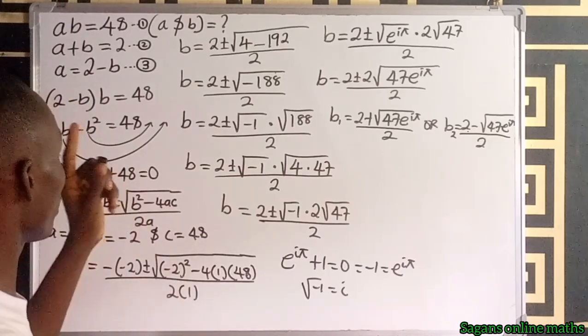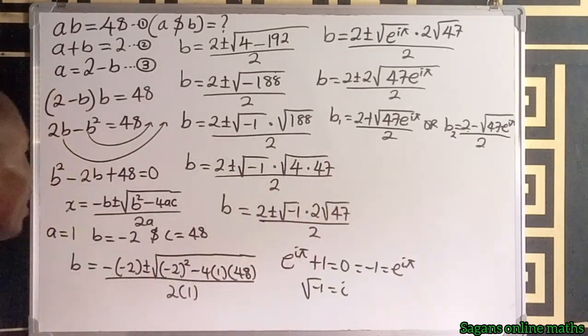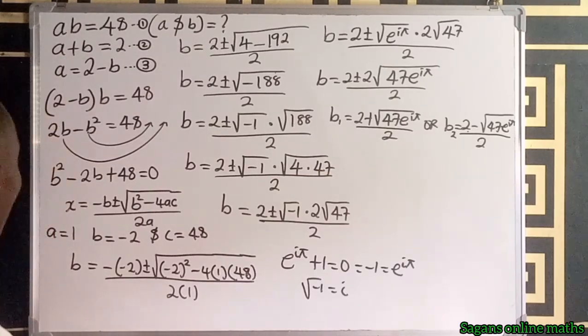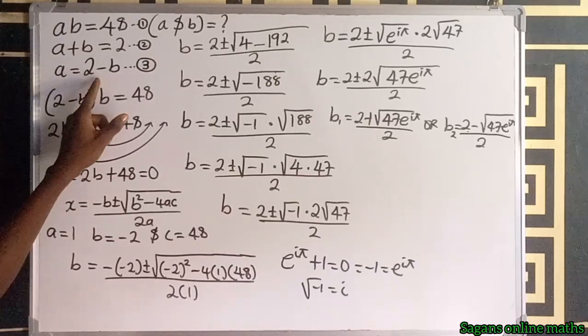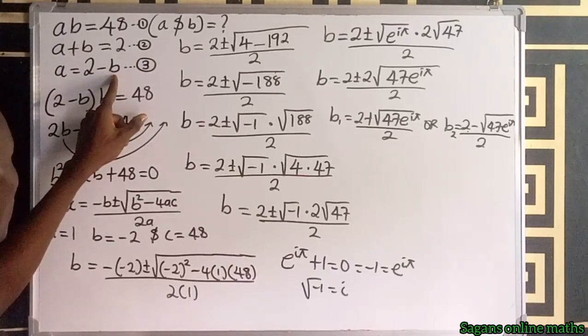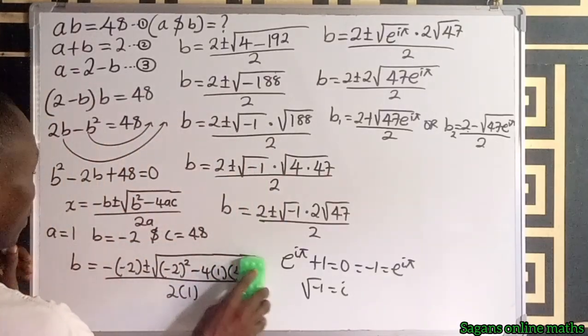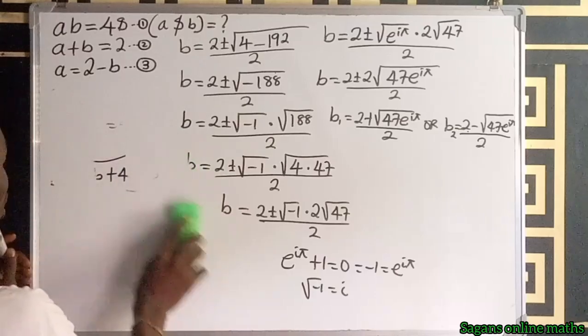Because we are asked to find the value of A and B. We have our B, so we can easily find our A. Let's go back to equation 3. Remember that in equation 3, A is equal to 2 minus B. So we can easily find our A. Let me remove this from here quickly and find our A.